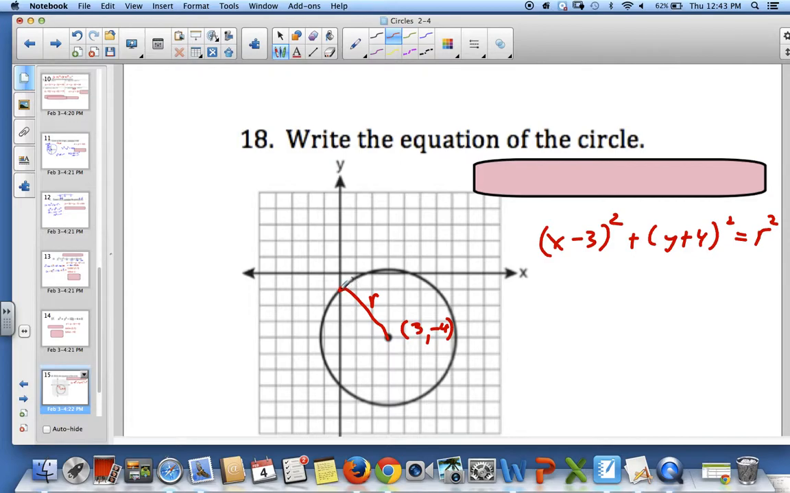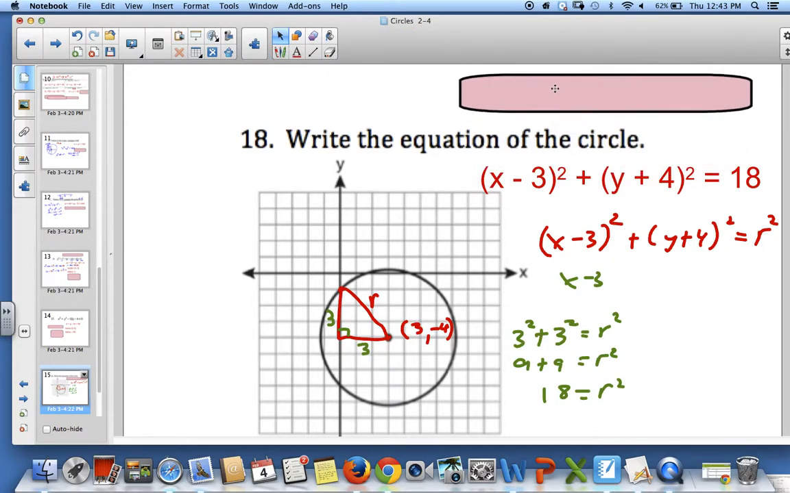So I'm going to do this, and I'm going to make my right triangle here and say, what are the distances here? This distance is 3, as well as this distance, and that's a right angle. So I can say 3 squared plus 3 squared equals r squared. 9 plus 9 equals r squared. 18 equals r squared, so there's my equation. x minus, well, just look at it here. x minus 3 squared plus y plus 4 squared equals 18 is the final answer to that one.